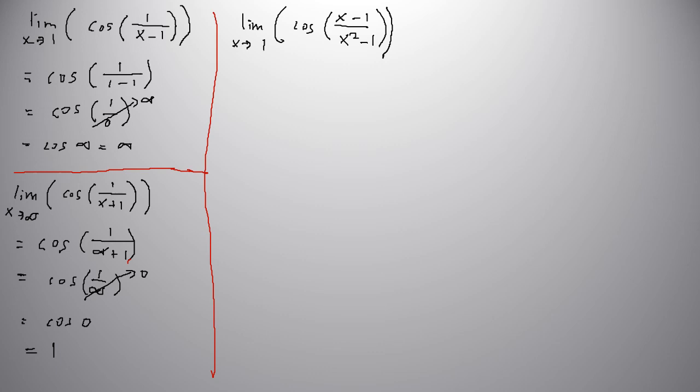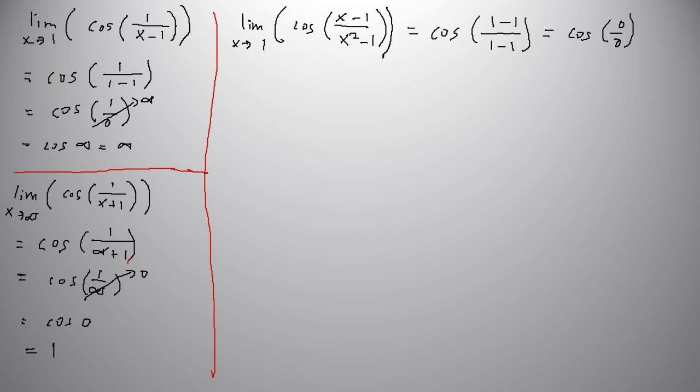Alright, look at this example. We want to find the limit for the function cos x minus 1 over x squared minus 1 as x approaches 1. So as our x value is equal to 1, we will substitute x equal to 1. So now we have cos 1 minus 1 over 1 squared minus 1. So here we have cos 0 over 0. So 0 over 0 is the indeterminate form.